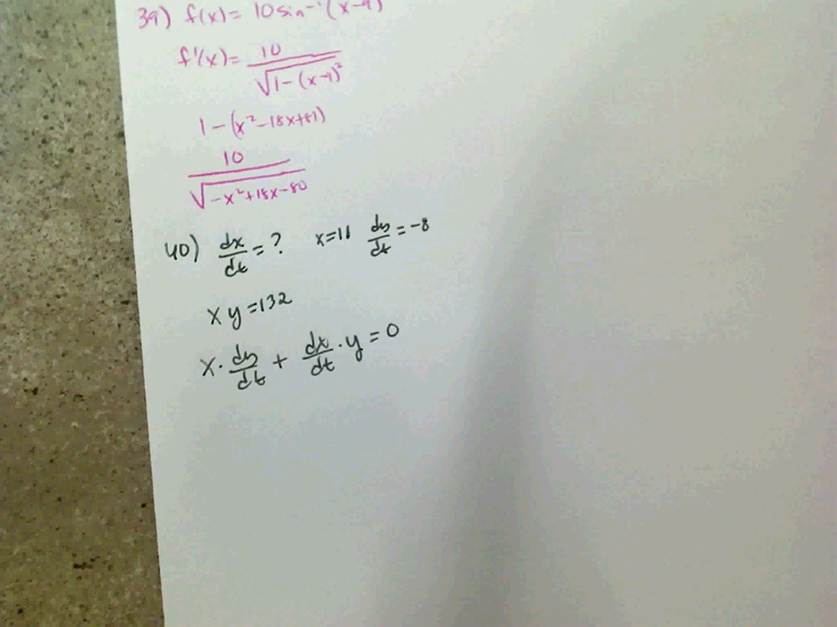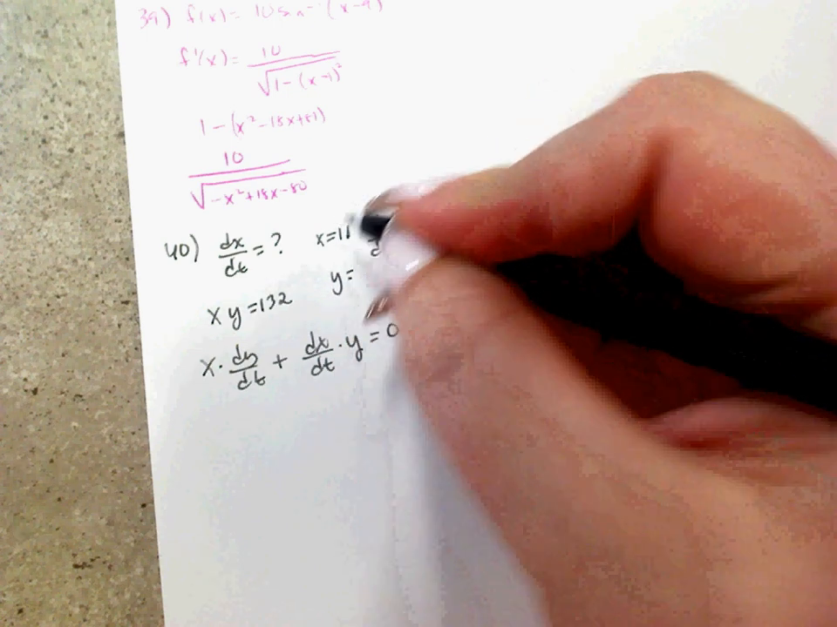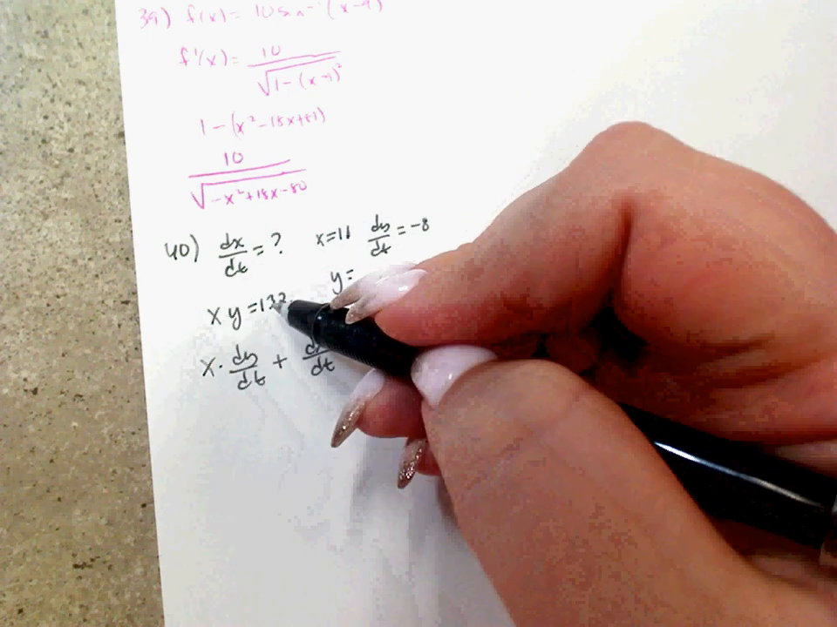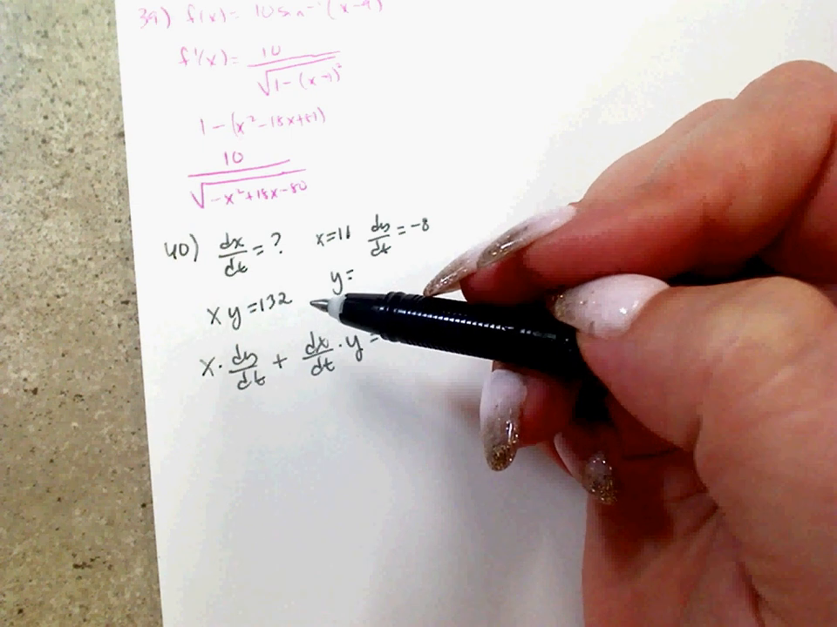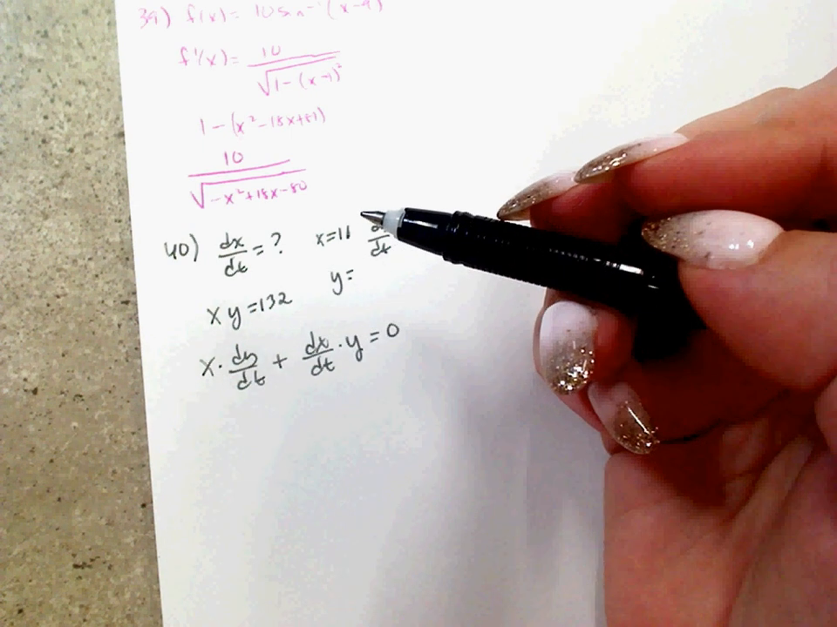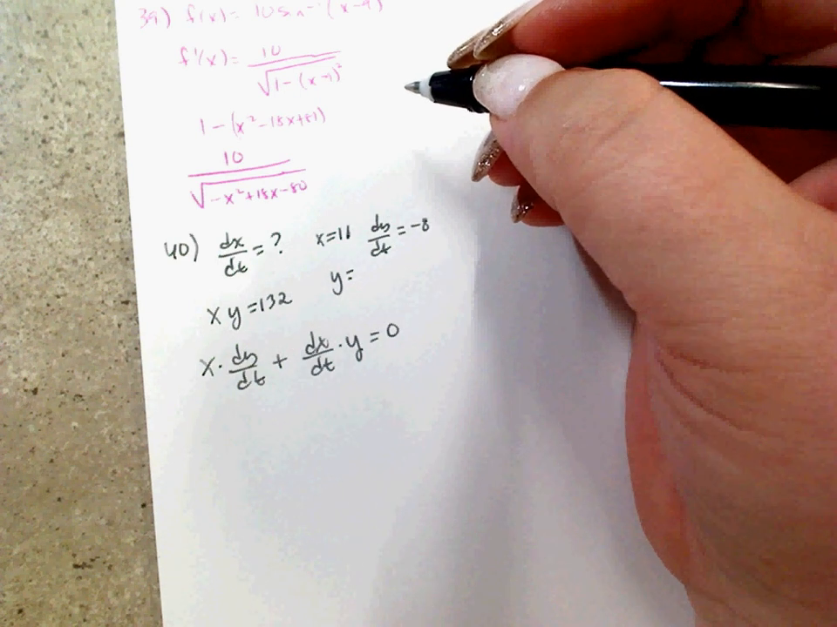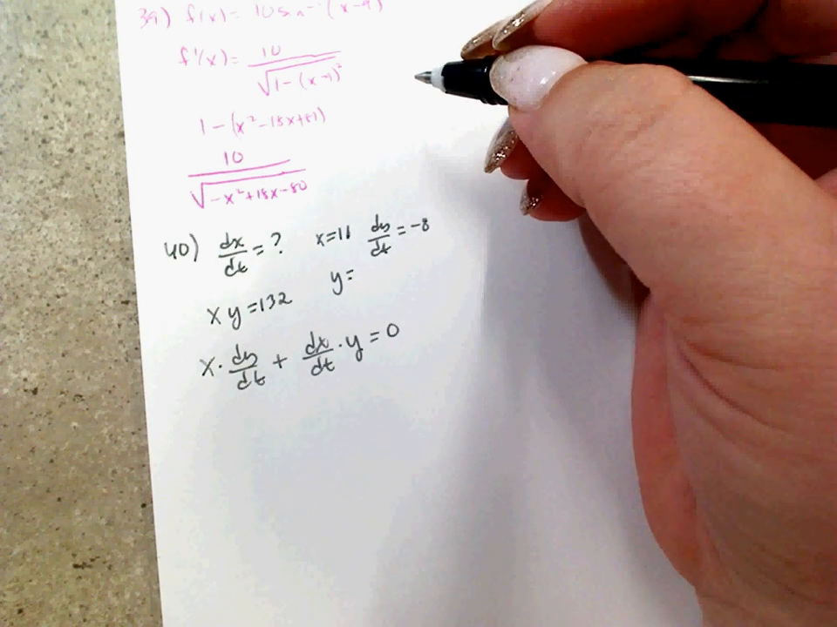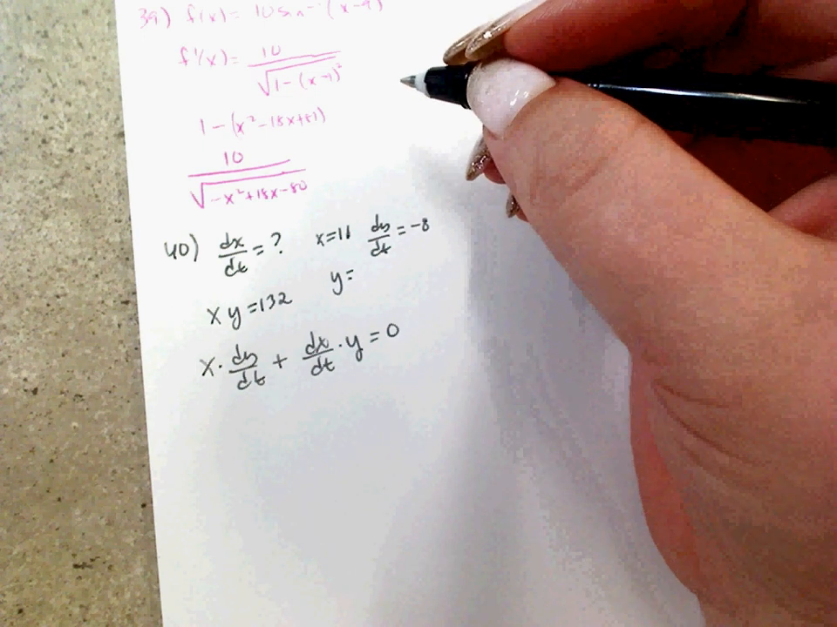I know x, I know dy/dt, and I actually know y because I can solve. If x equals 11, so divide by 11, let's see, what would that be? 11 times 10 is 110, so plus 22, so 11 times 12. Because it's got to equal 132, y equals 12.